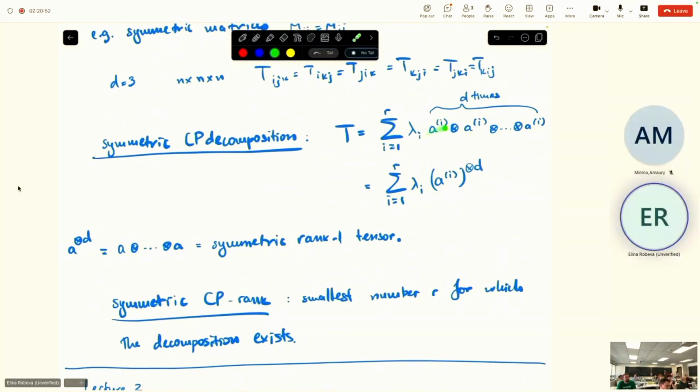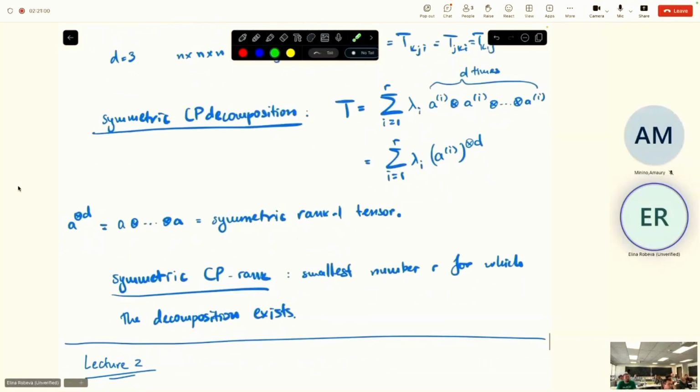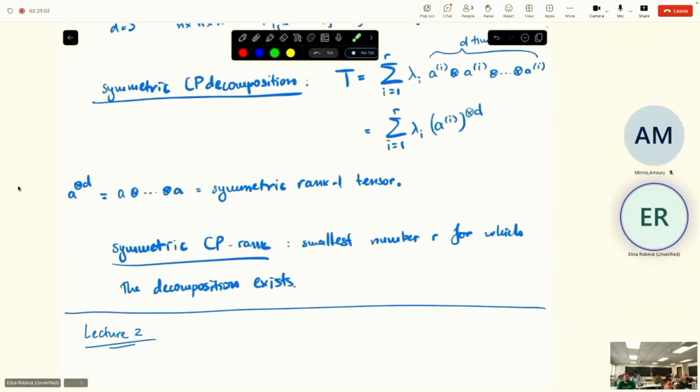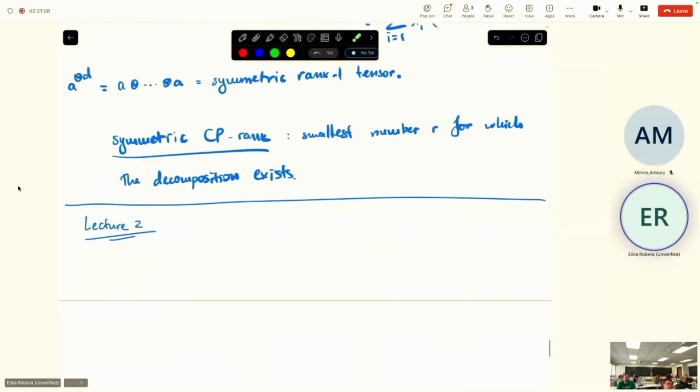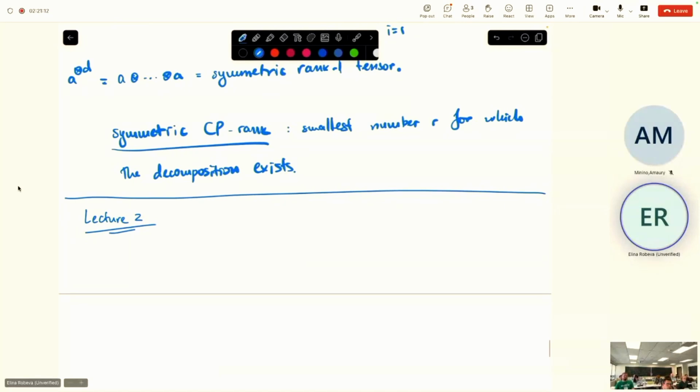You just take a sum of R rank 1s, but they're symmetric rank 1s. So they look like this. And the symmetric CP rank is the smallest number R for which such a decomposition exists. And so I want to start today with just an example. This would be the third example of an application, which is independent component analysis.